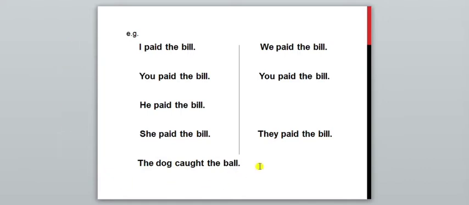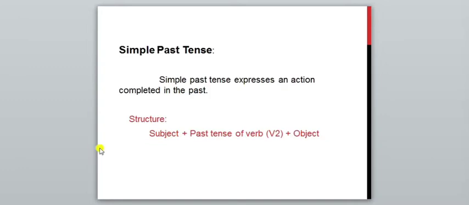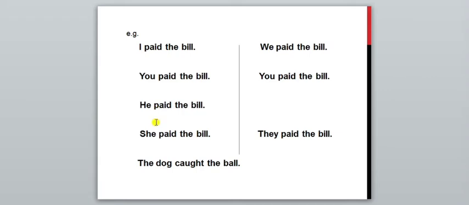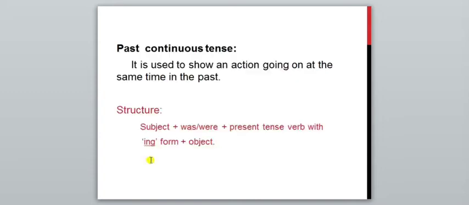You can notice that in all these sentences we have used the sentence structure of simple past tense. See, in every sentence, what is there in the beginning? Subject is there. I, we, you, he, she, they, and at the place of it, the dog is used here. So just learn the sentence structure of simple past tense, and everything will be easy for you.